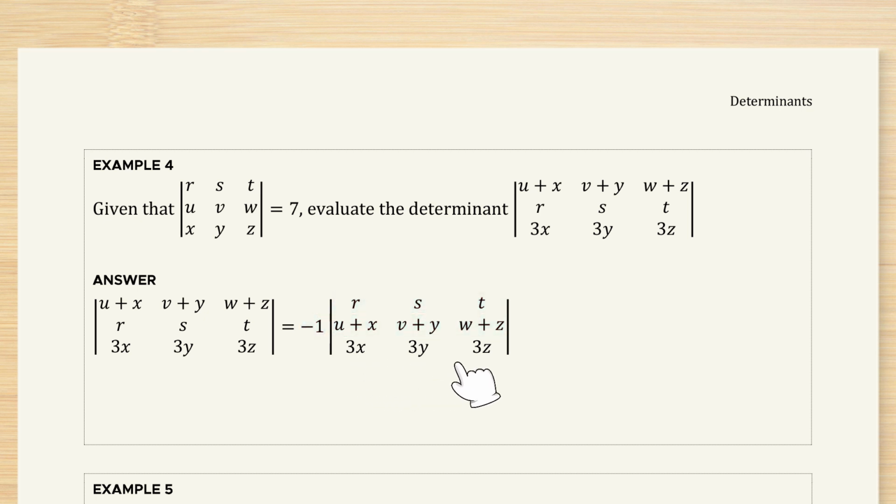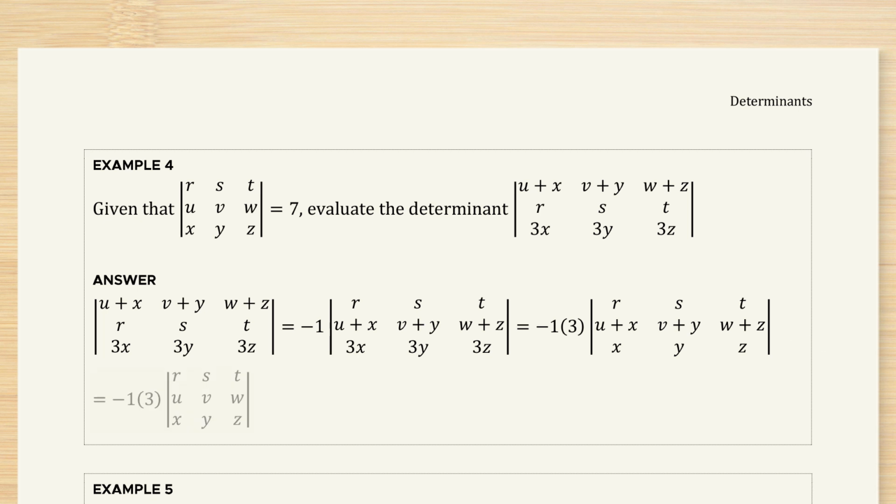See those 3x, 3y, and 3z? Let's factor out a 3 to get x, y, z. In row 2, we have u plus x, v plus y, w plus z. Let's go row 2 minus row 3 to get rid of those plus x, plus y, plus z. And remember, adding and subtracting multiples of one row to another does not affect the determinant. And now we have this determinant for which we know is equal to 7. Multiplied by all those changes that we did, the -1 and the 3, our answer is -21.